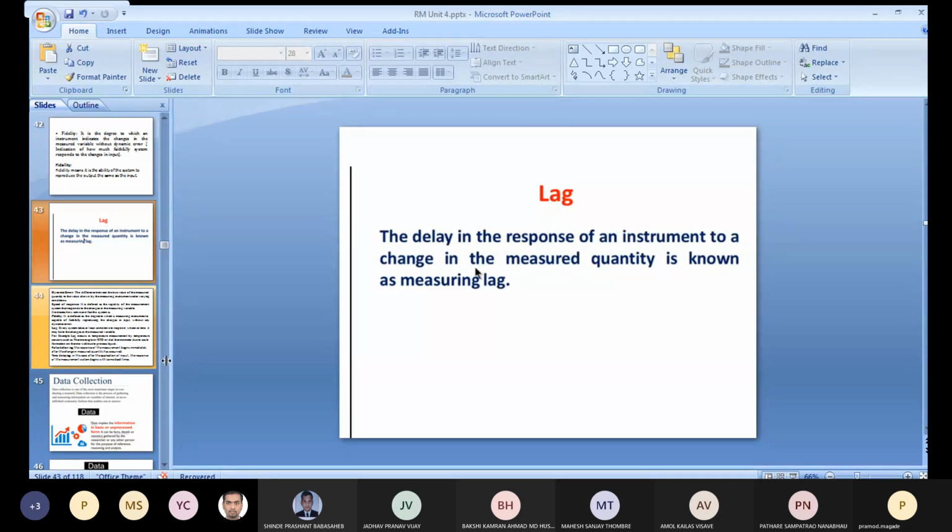Lag means delay. Yes, when we are saying that we are lagging behind, it means we are having that much delay, we are behind of that thing. Correct. Example?